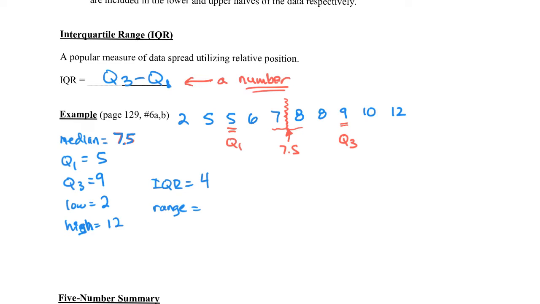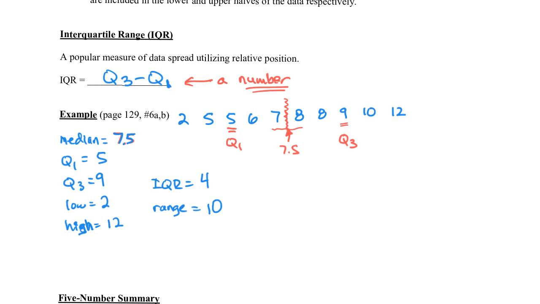Remember, it's a number. So if you're asked this question, don't say 5 to 9. That's not right. That's wrong. The interquartile range is Q3 take away Q1. And the range, remember, this is high take away low. 12 take away 2. The range is 10.